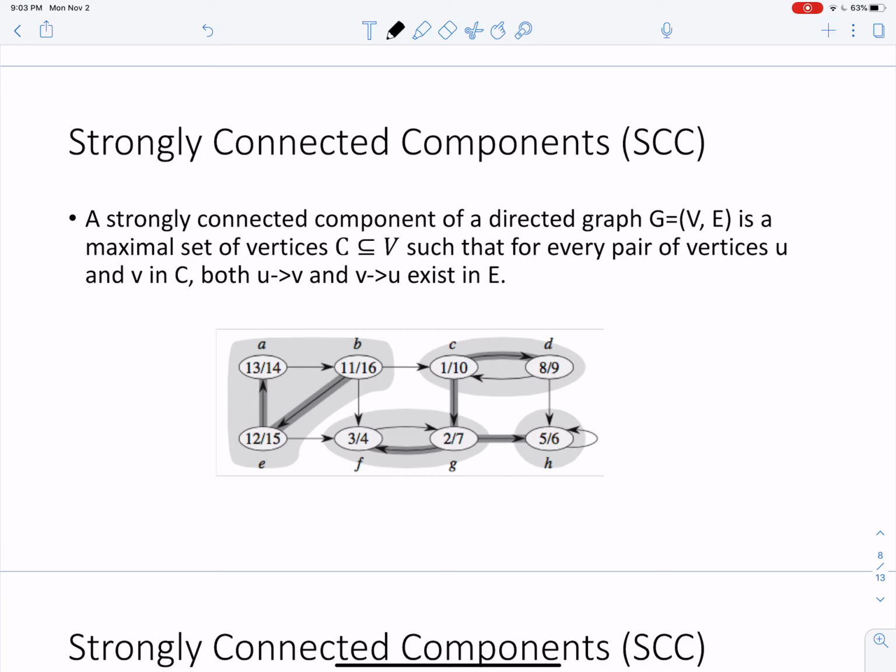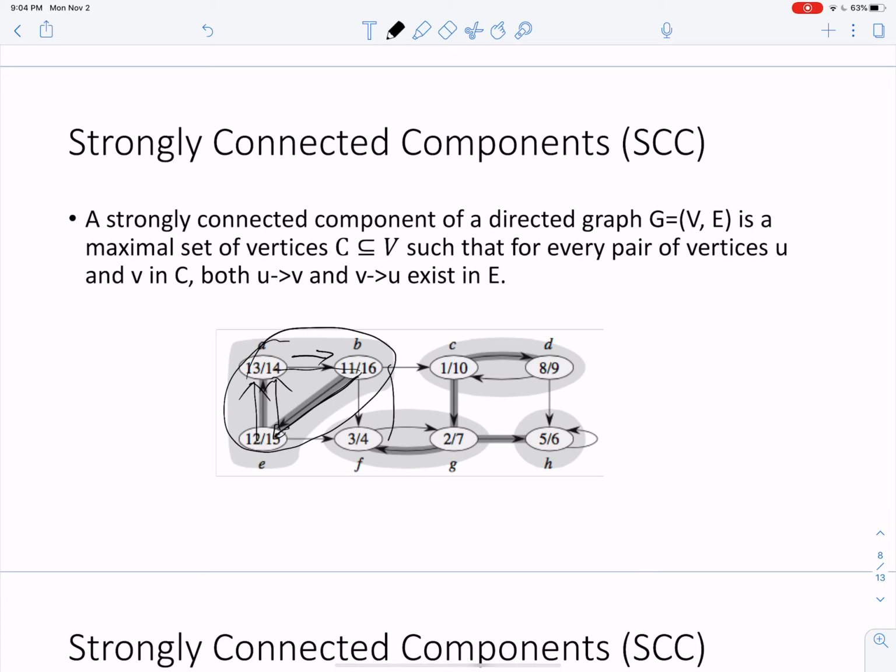So here we have a directed graph. What we say is that this is a strongly connected component, because this strongly connected component includes three nodes, and for every pair of nodes, for example, from A to B, we can find a way. From B to A, we can also find a way. From A to E, we can find a way. From E to A, we can also find a way. There is a route.